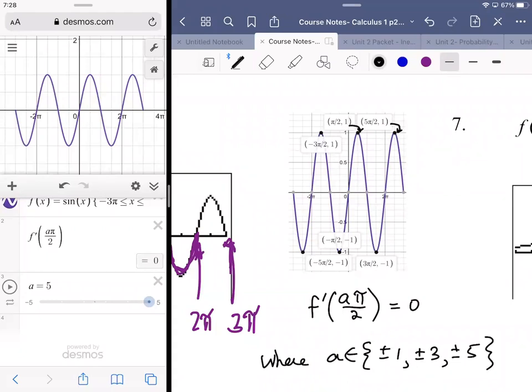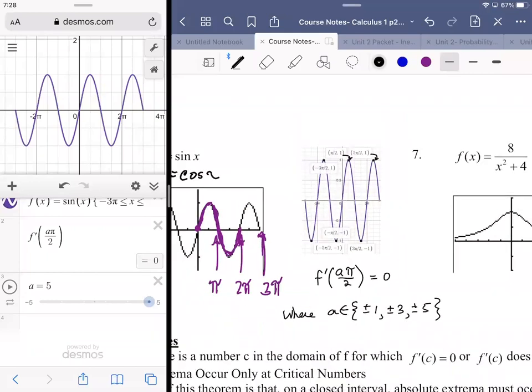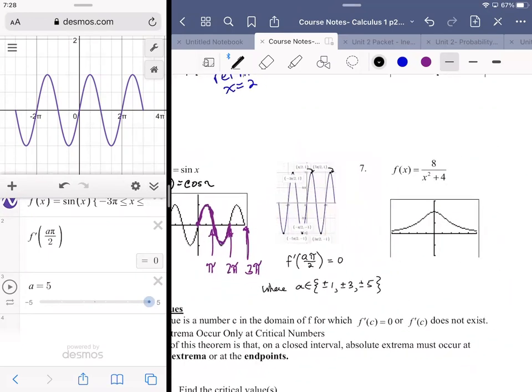So the notation is kind of nice in the sense that it saves you from having to evaluate by saying f prime of -5 pi over 2 is equal to 0. f prime of -3 pi over 2 is equal to 0. f prime of -pi over 2 is equal to 0, and so on, and so on, and so on. A little shorthand notation goes a long way.